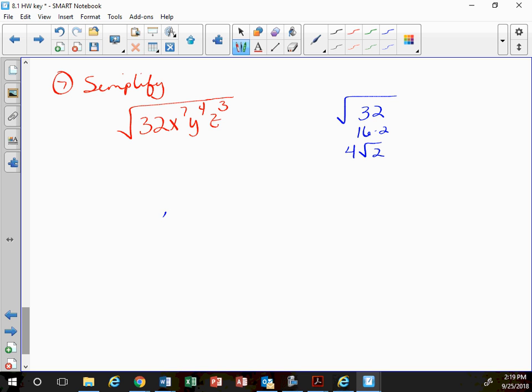Okay. So I know I'm going to have a 4 outside, and I know I'm having a root 2 underneath. Now the variables. How many times does 2 go into 7? 3 times, with 1 left over, right? How many times does 2 go into 4? Twice. No leftovers. How many times does it go into 3? Once with 1 leftover. That is your answer.